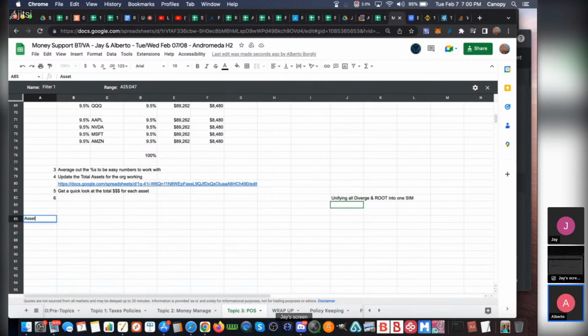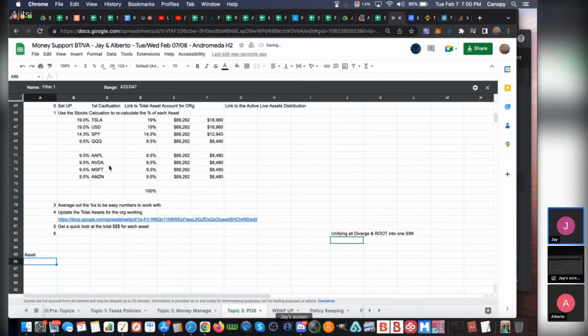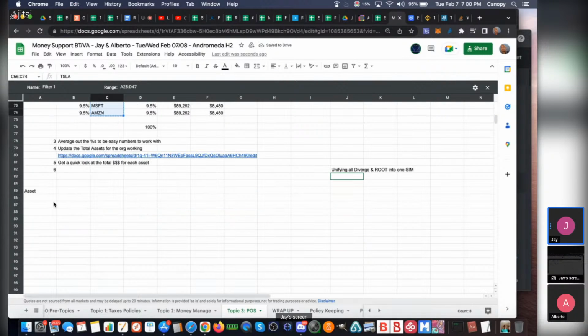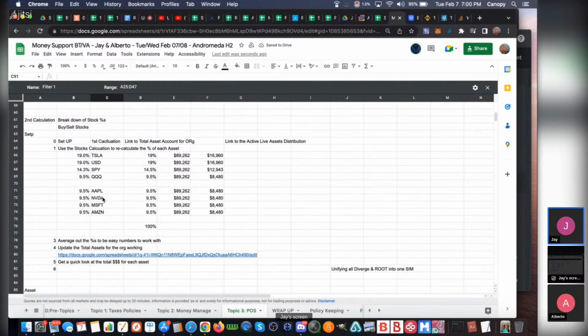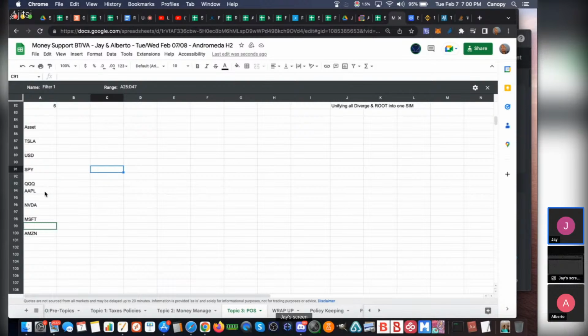Okay. So here's the list of assets, and it's very important that each asset has a line between them, because you're going to be using 2 lines per asset since we have a lot going on. QQQ, Apple. Just make sure they stay in order. All right, are we good? That looks good.